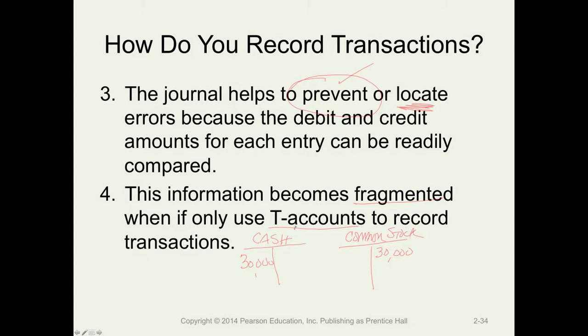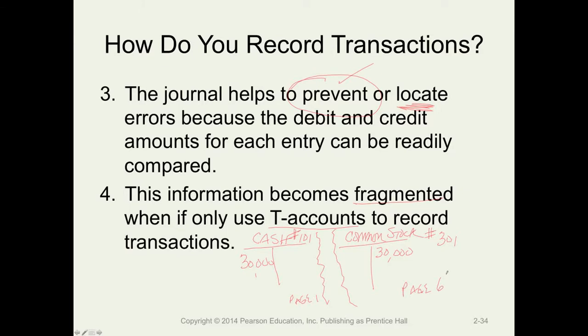Well, here's the issue. If you remember from the chart of accounts, cash might be account number 101. Common stock could be account 301. These could be on two totally different pages. This could be on page 1. This could be on page 6.